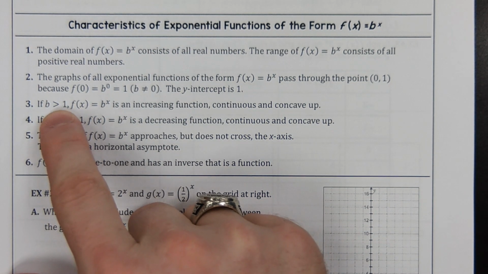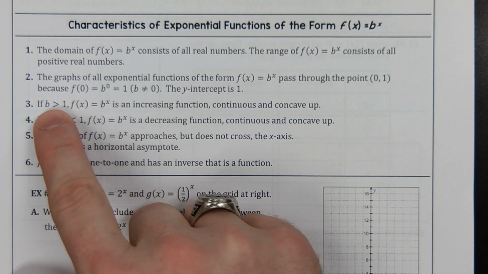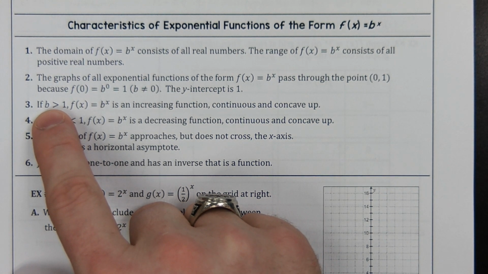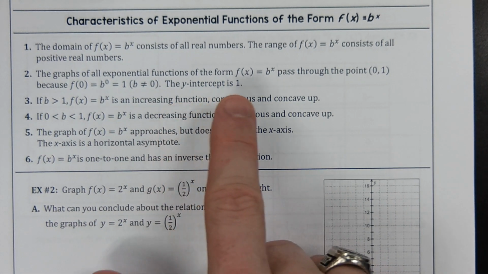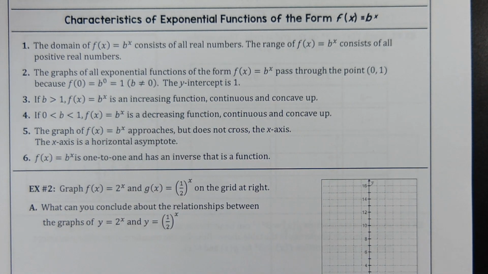And we have two different cases. We have the case of our exponential base being greater than 1, which is a growth function. It's increasing, continuous, and concave up. I'm going to sketch that for you.